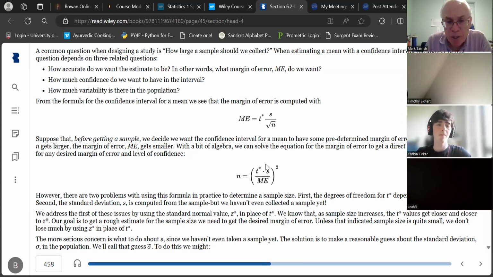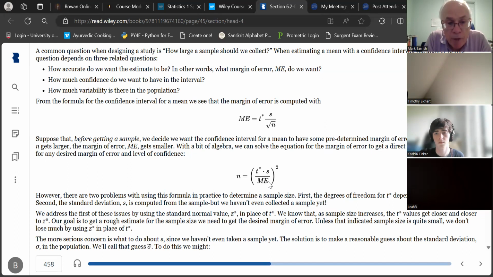You don't know what to use for t. You don't know what to use for this s, because the sample standard deviation, you haven't even done your sample yet when you're thinking about what your sample size should be. Now, the margin of error, you can figure out what that is. You could just say, I want all of it to be within 5 or 10, whatever the number might be. So that's fine. Margin of error, you can figure that out up front. So what is the problem? How can you address this?